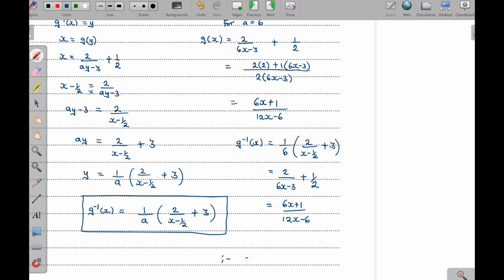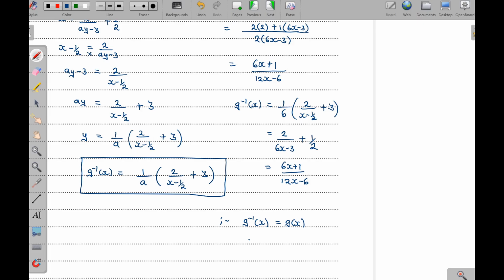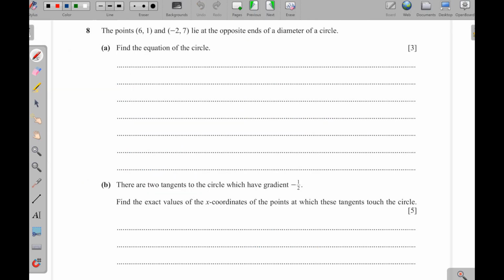Therefore, g inverse of x is equal to g of x when a is equal to 6. That is that.